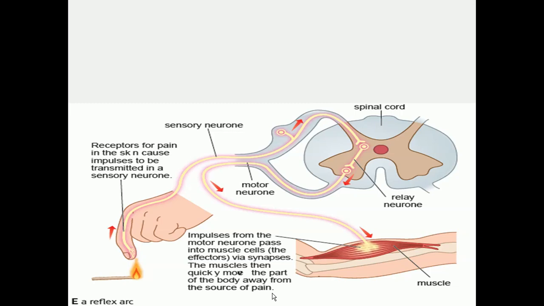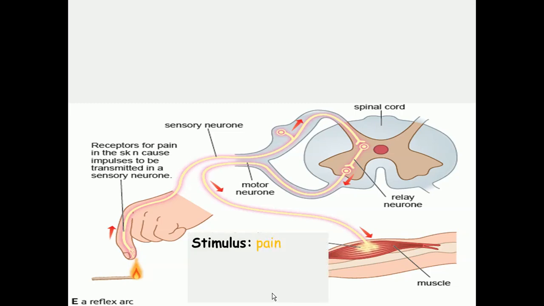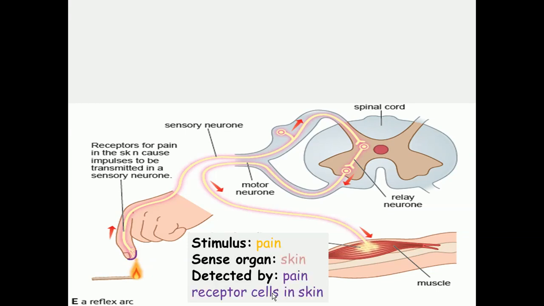So let's see how this works. First there's a stimulus, and here pain is the stimulus, and it's detected by the sense organ, the skin. So there'll be receptor cells in the skin that detect the pain. And then once they're detected, an electrical impulse will be generated, which is transmitted through the sensory neuron to the relay neuron.